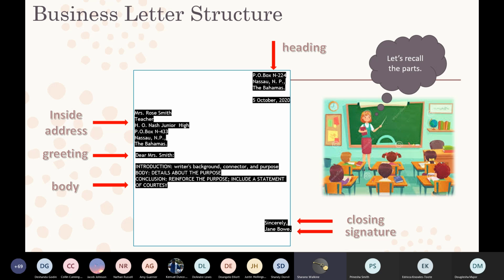If you are writing a letter to your teacher, what type of letter should you write? Should it be an informal letter or a formal letter? Okay, so they're saying formal. Yes. Trevor says informal.